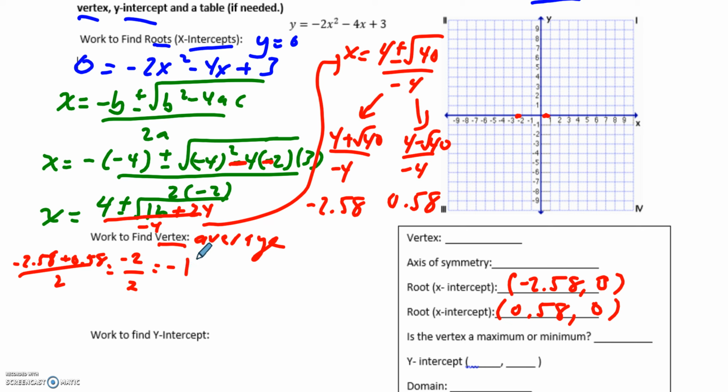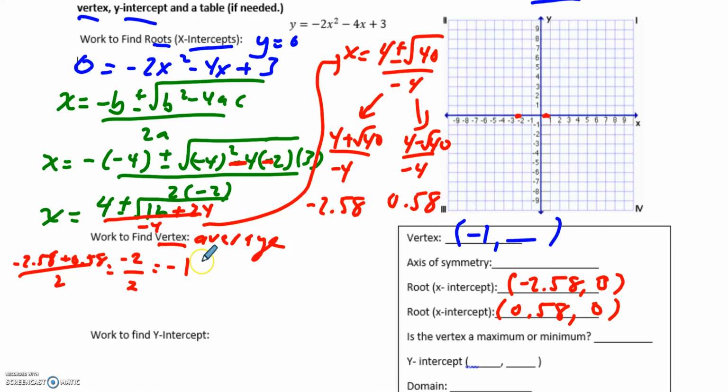Now, it is a coincidence, by the way, that for both examples on this packet, my vertex is negative 1. You absolutely could have another number here, and there are more examples in class that we're going to be doing to make sure you know that. So in this case, my vertex so far is negative 1 comma a number.